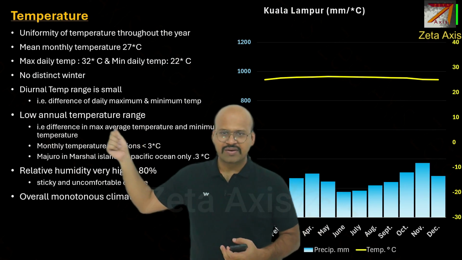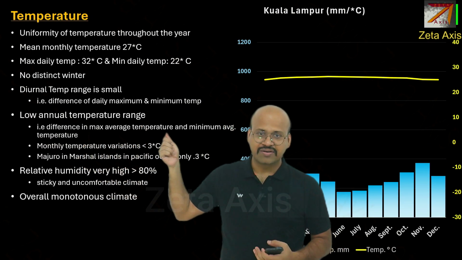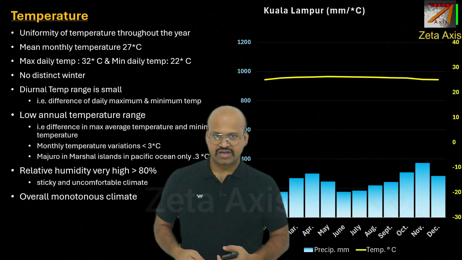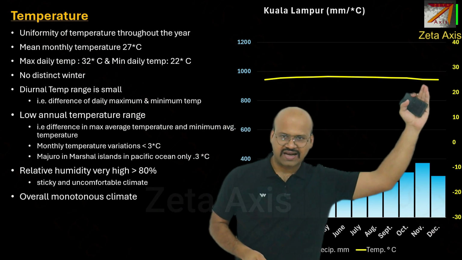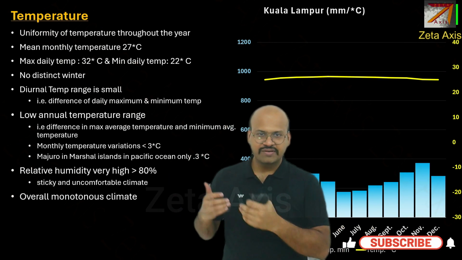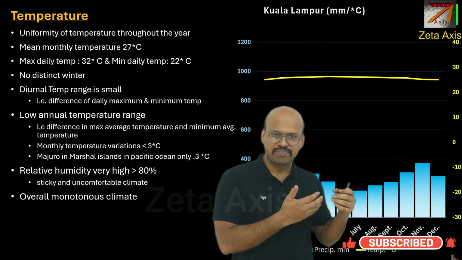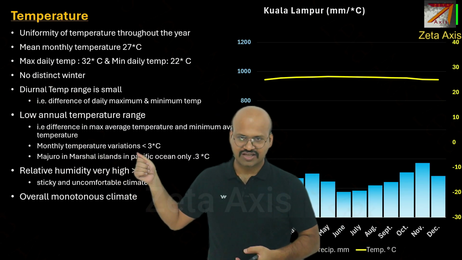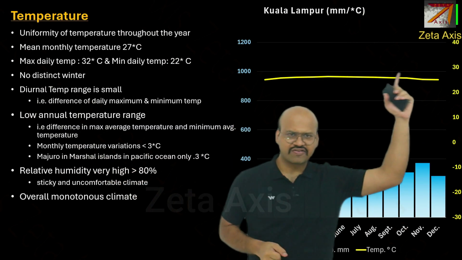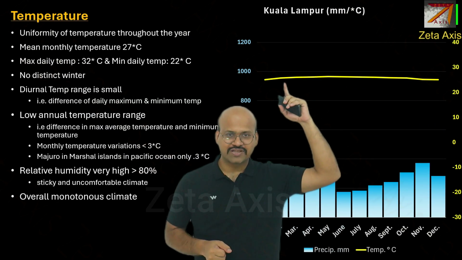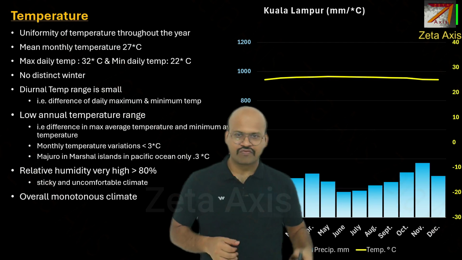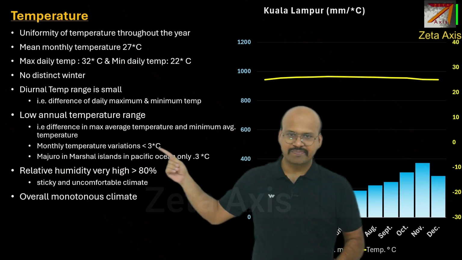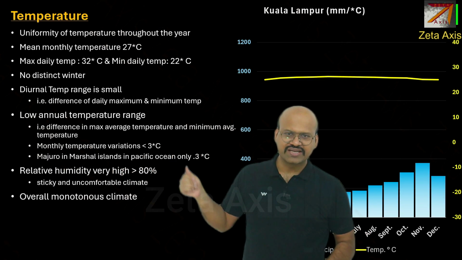What this means is that between the maximum average temperature of one month and the minimum average temperature of another month, there will be very little difference. So you can see here that an almost flat line is there. Here we can see that the monthly temperature variation is less than 3 degrees Celsius. The graph is almost constant. There is an example of Majuro in the Marshall Islands in the Pacific Ocean, which has a variation of only 0.3 degrees Celsius.